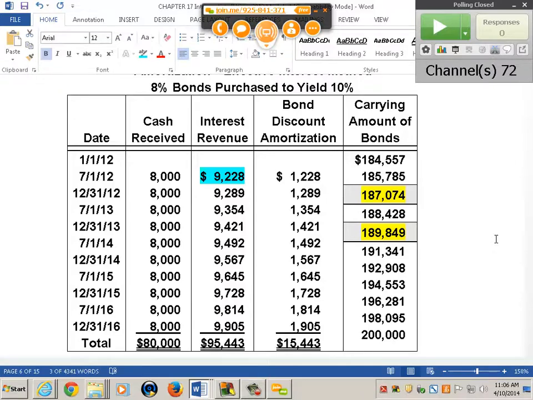All right, so any questions on the amortization? Any questions on the bond issue? Any questions on the amortization of the discount? Discount amortization for the investor is additional interest income. It's not an expense, it's additional interest income.